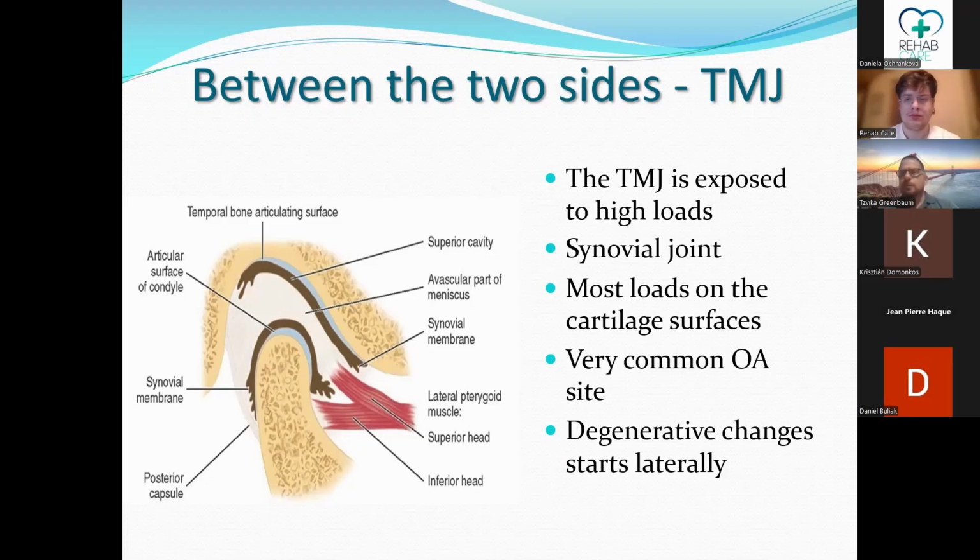On the X-rays, you might see the degenerative changes start usually from the lateral aspect of the condyle and not from the medial aspect. So you would expect to see changes starting from lateral and later on continuing to the medial because of the physiology of this joint.